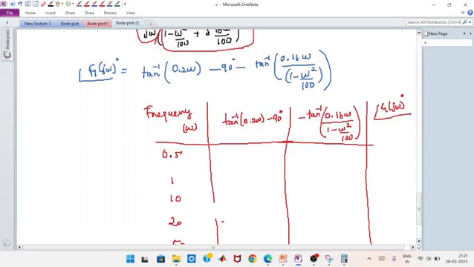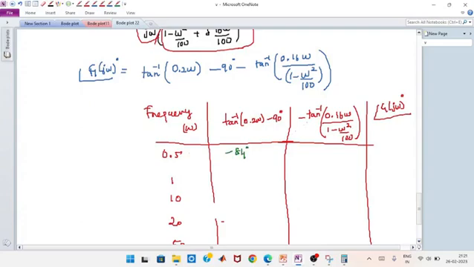So tan inverse of 0.2 omega minus 90 degree. If you want, you can use the calculator and find the corresponding value. Let me put the value directly. So tan inverse of 0.2 into 0.5, the value minus 90 is minus 84. Here the answer is minus 84 degree.